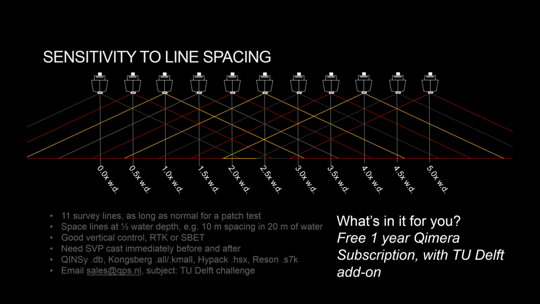You then drop every second line and you get a result. And then you drop every third line and you get a result. Drop every fourth line, until you get it down to what might be some people really pushing the edge, with the outer beams of each line just touching. It will give you a result.